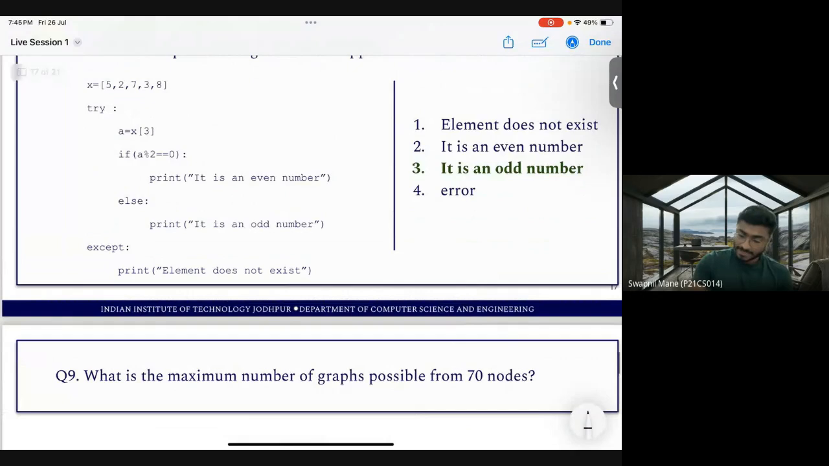What is the maximum number of graphs possible from 70 nodes? Let's take n nodes maybe. So what is the number of possible graphs, the maximum number of possible graphs from the 70 nodes? Yes, anyone?